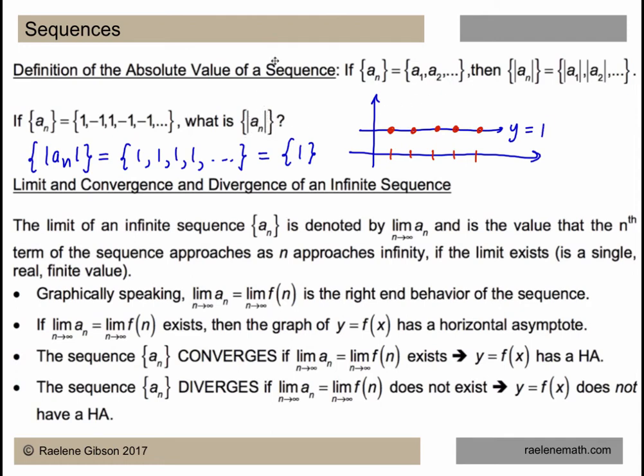to graph the sequence of the absolute value of a_n. So now if we're interested in finding out what it means for an infinite sequence to converge or diverge, we really can see from the graph what's happening.